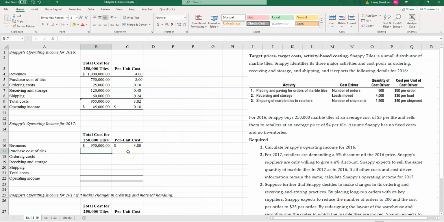Now, let's take a look here, and the cost of tiles is going to come down by how much? Well, the problem tells us it's going to come down by 4%. So I'm going to take my cost of tiles and multiply that by 0.96 because I'm going to get 96% of the cost. I only have to give a 4% discount. And so my cost of tiles is going to be $2.88 per tile. If I buy 250,000 tiles, how much is my total amount going to be for cost of tiles? $720,000.